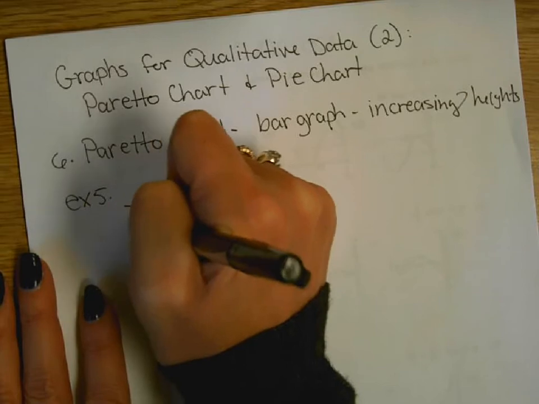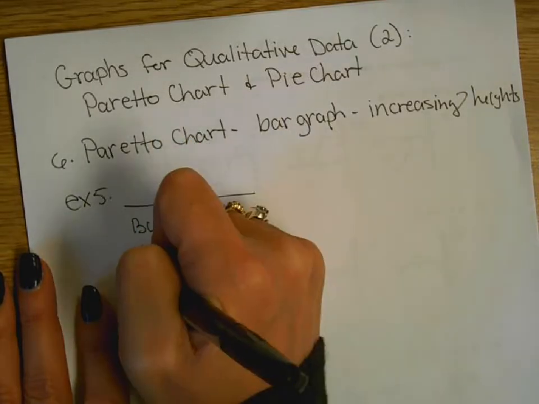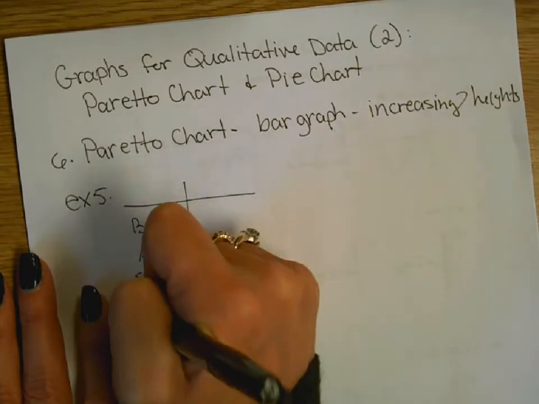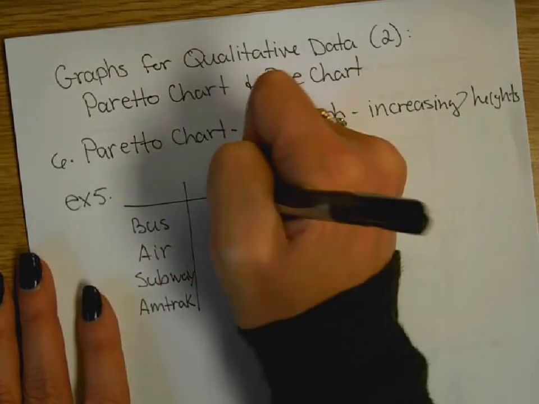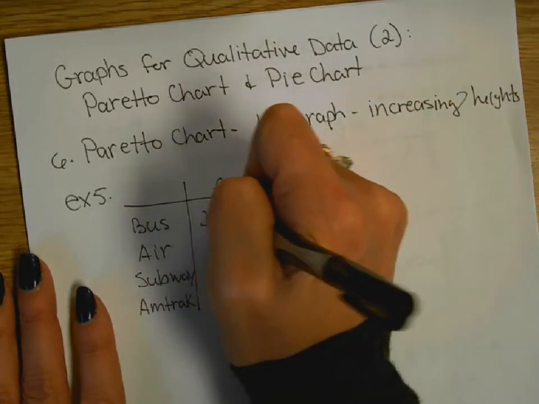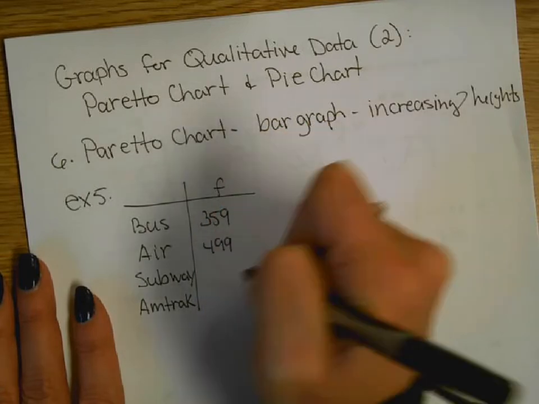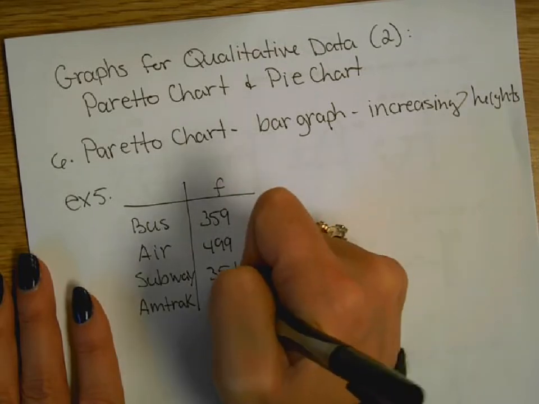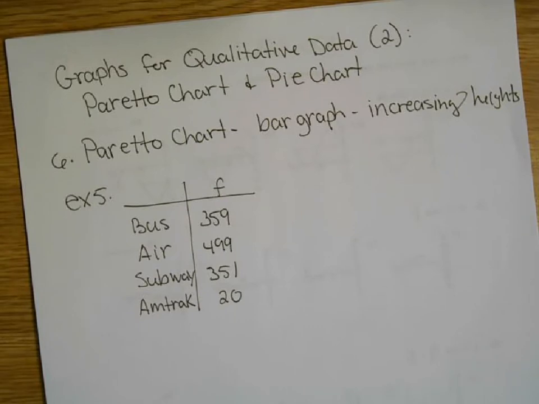You've got bus, airplane, subway, and Amtrak. And then the frequency, these are, they said, in millions. So 359, 499, 351, and 20. And I rounded all these off.